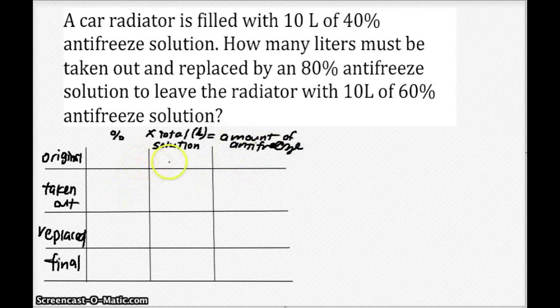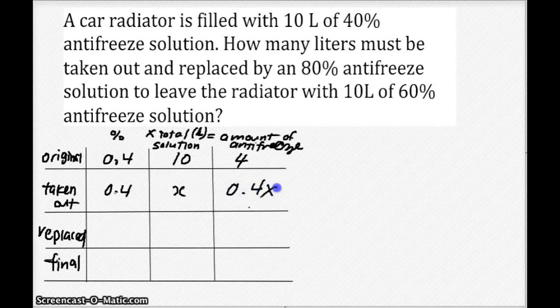So the original has 10 liters, and I'm going to write the percentage as a decimal, 0.4. So there's 4 liters of antifreeze in the original solution. Then how many liters must be taken out? You don't know how much must be taken out, and the percentage is 0.4 because you're taking out the original. So the amount is 0.4x.